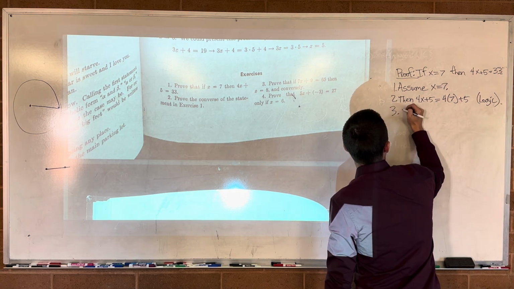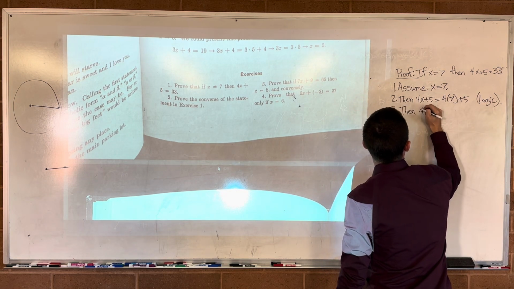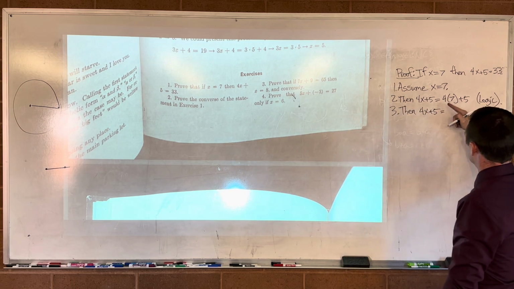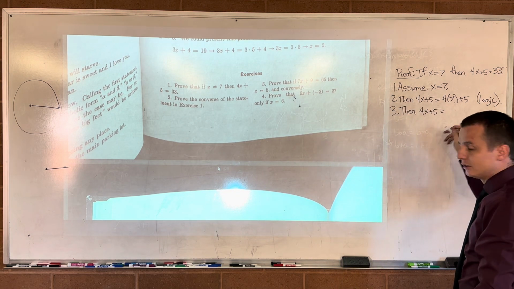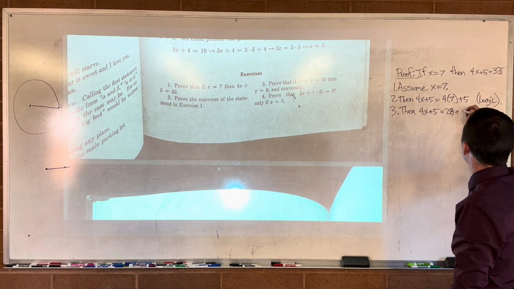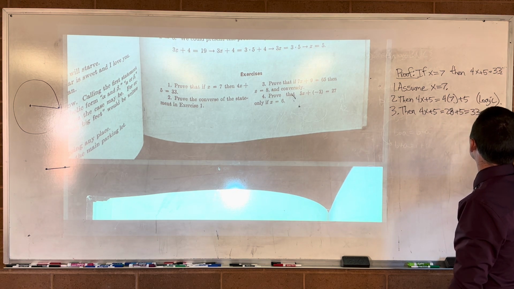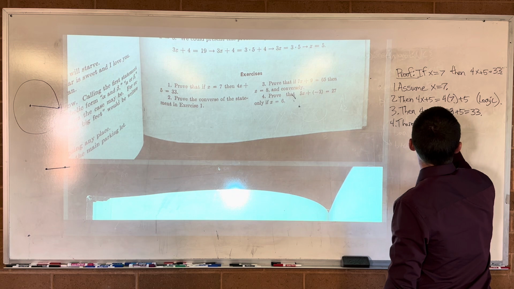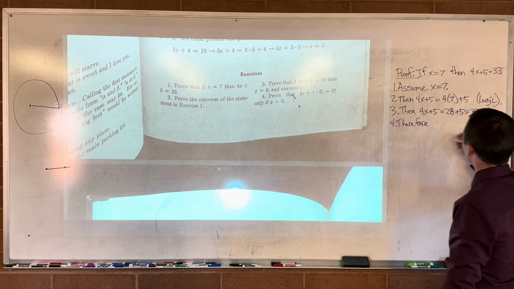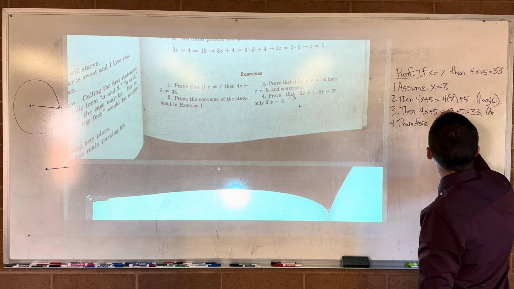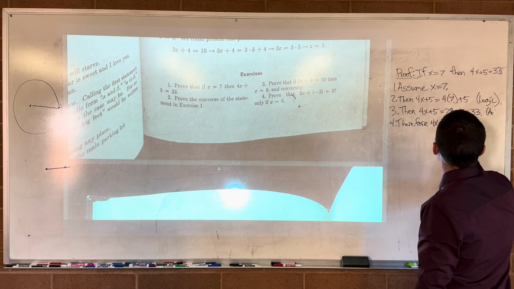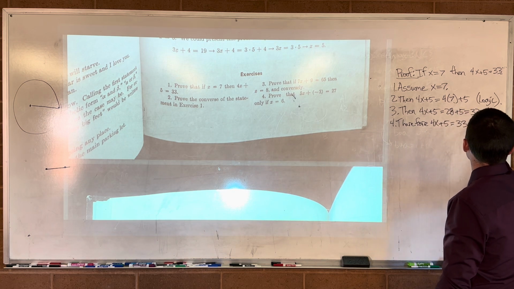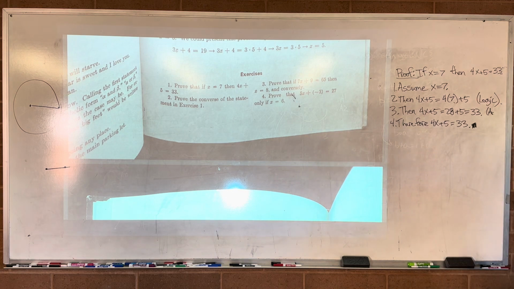3. Then 4x plus 5 is equal to, now I'm going to assume that you can just do arithmetic. So 4 times 7 is 28 plus 5, which is equal to 33. On that line, would you say arithmetic? Yes, you can just write arithmetic right there, to make it clear you're not using any other rule. 4. Therefore, 4x plus 5 is equal to 33. And fill in the square there to remind the reader, that's what we were after. We're done. I showed 4x plus 5 is equal to 33.